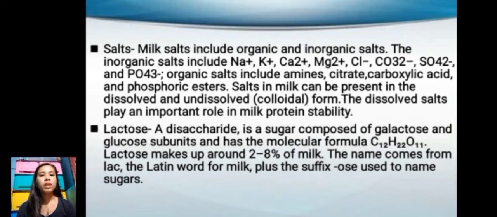The last one is lactose. Lactose is a disaccharide, a sugar composed of galactose and glucose subunits, and has the molecular formula C12H22O11, which is 12 carbon atoms, 22 hydrogen atoms, and 11 oxygen atoms. Lactose makes up around 2 to 8% of milk. The name comes from lac, the Latin word for milk, plus the suffix "-ose" used to name sugars.